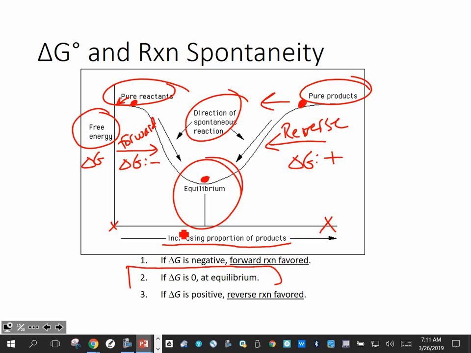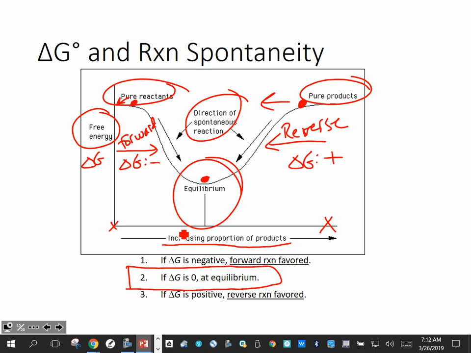If delta G, not delta G naught, just delta G, because remember delta G naught refers to standard thermodynamic conditions, 25 degrees Celsius, 1 atmosphere pressure, 1 molar solutions. But if we've altered the conditions, maybe we're not at standard pressure, and you have a set of circumstances where delta G is equal to 0, then we are actually right at equilibrium.